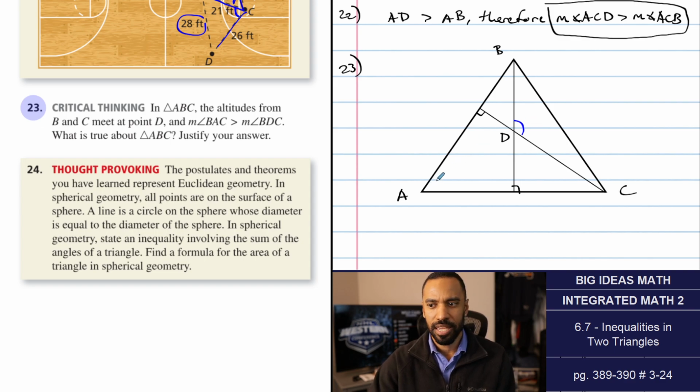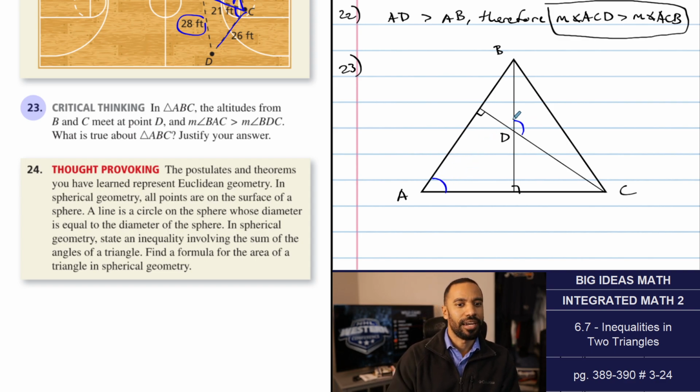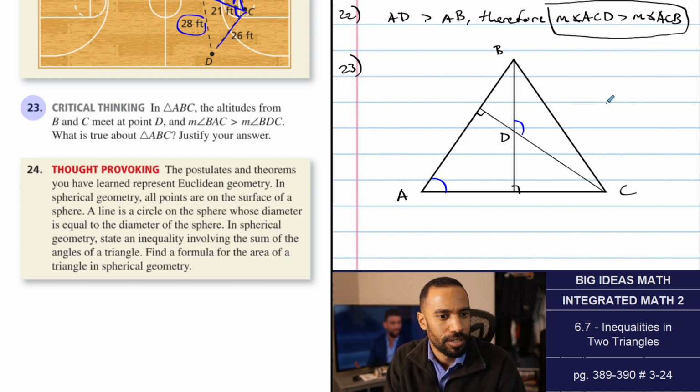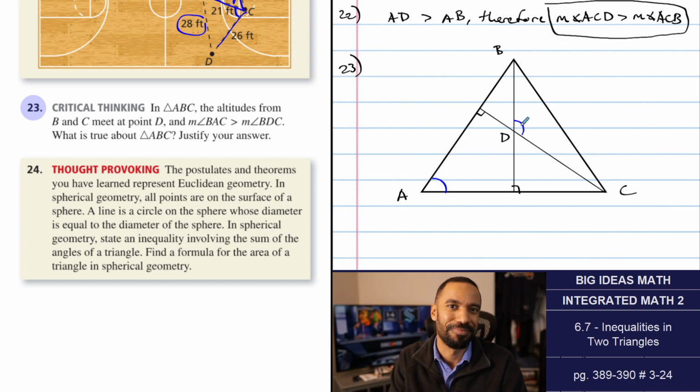Here's BAC. And goodness, they said that this one's greater than that one. That means my drawing will not be up to snuff. Is that possible to be BAC's? Oh, it must be an obtuse triangle.